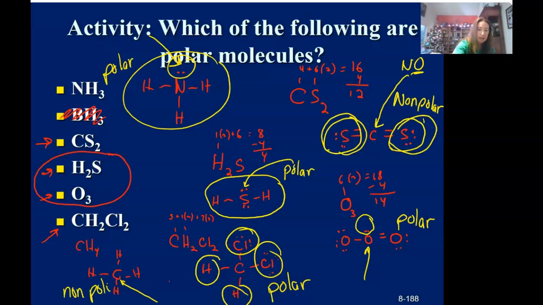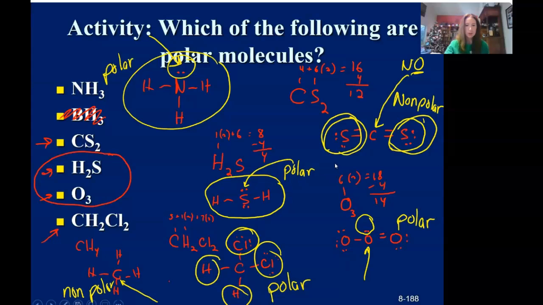By the way, this skill right here will serve you so well in 219 and 210, you have no idea. So I'm teaching you the shortcut way to figure this out to make your lives easier. Okay, so now, why do we even care if they're polar or not? So this is like the why.